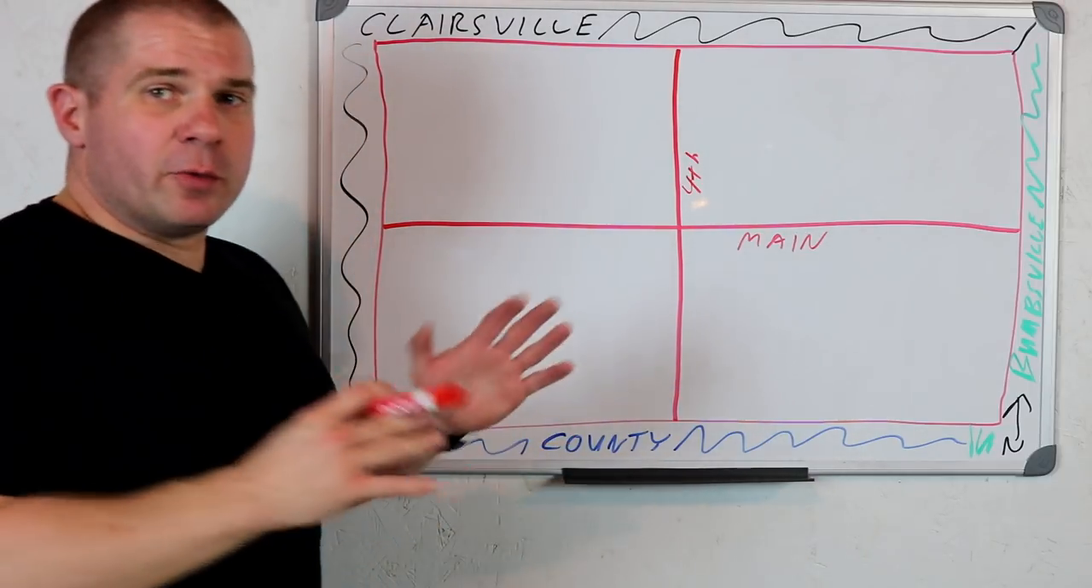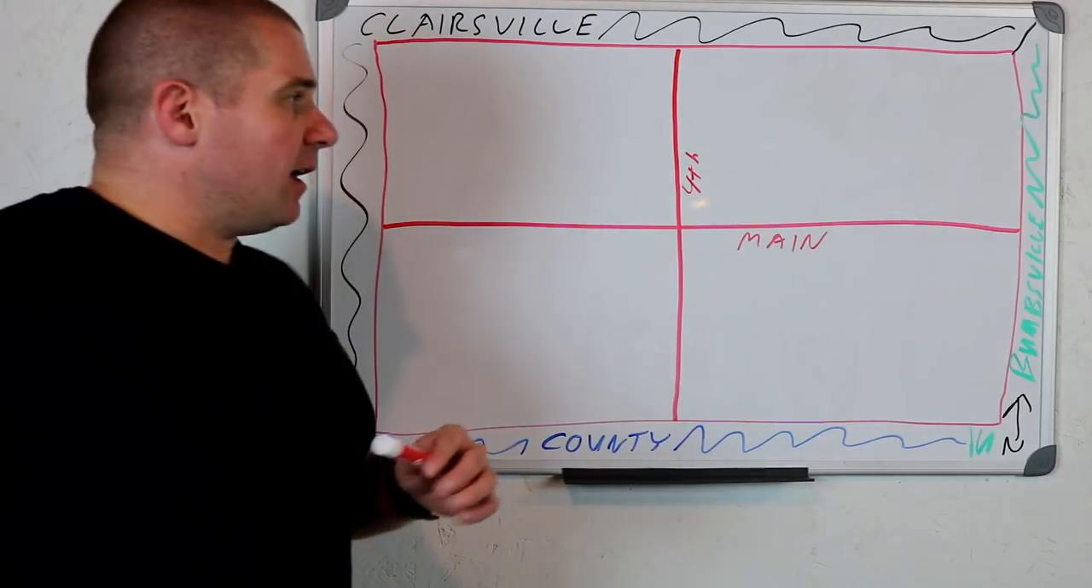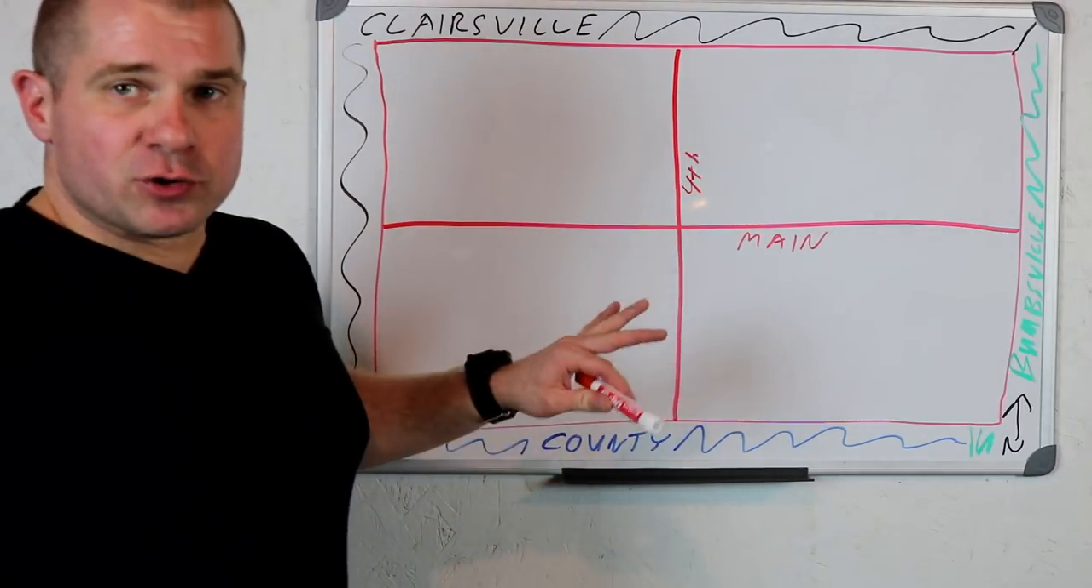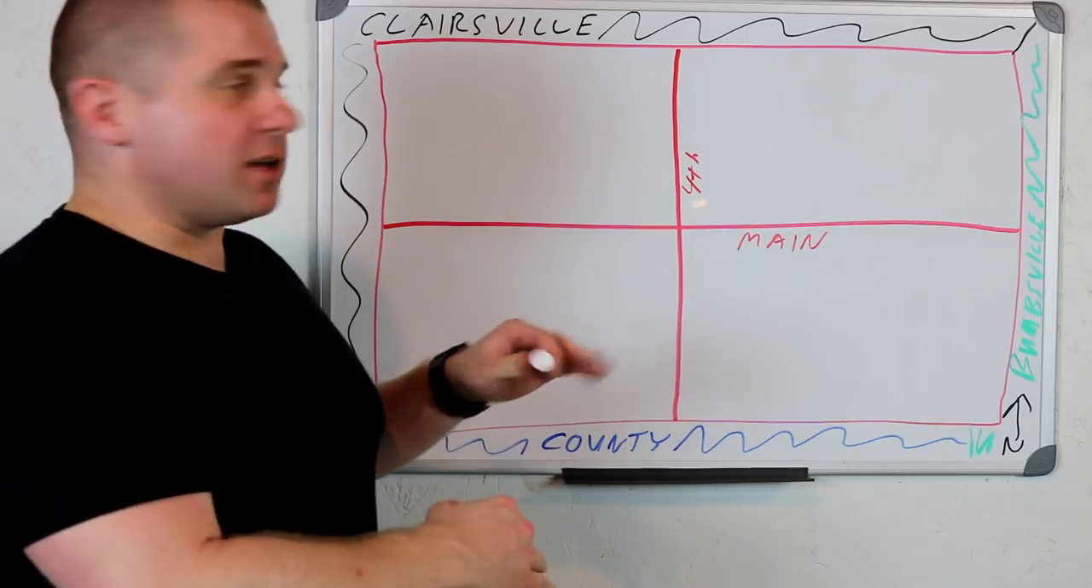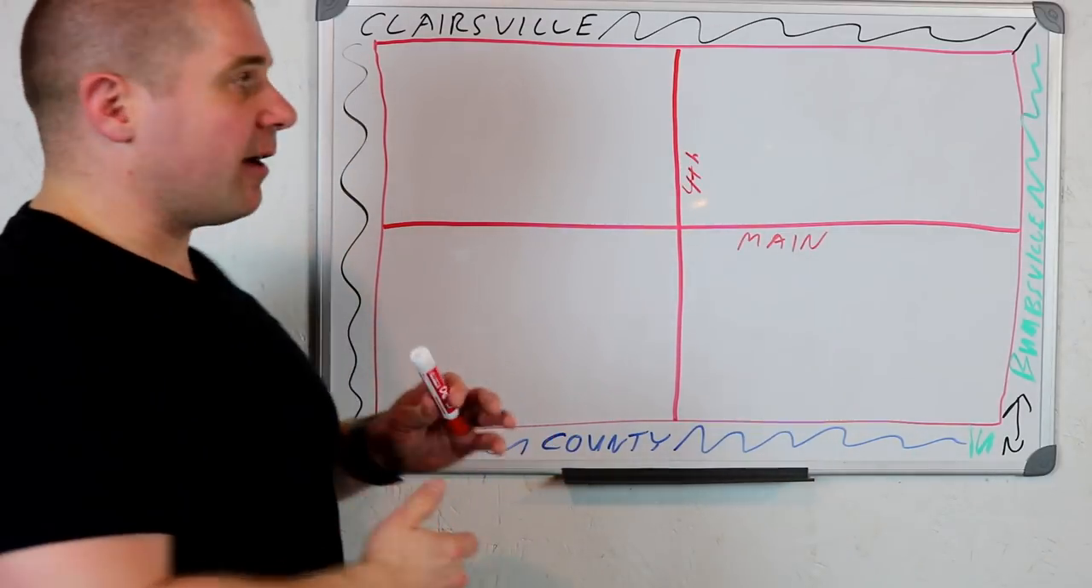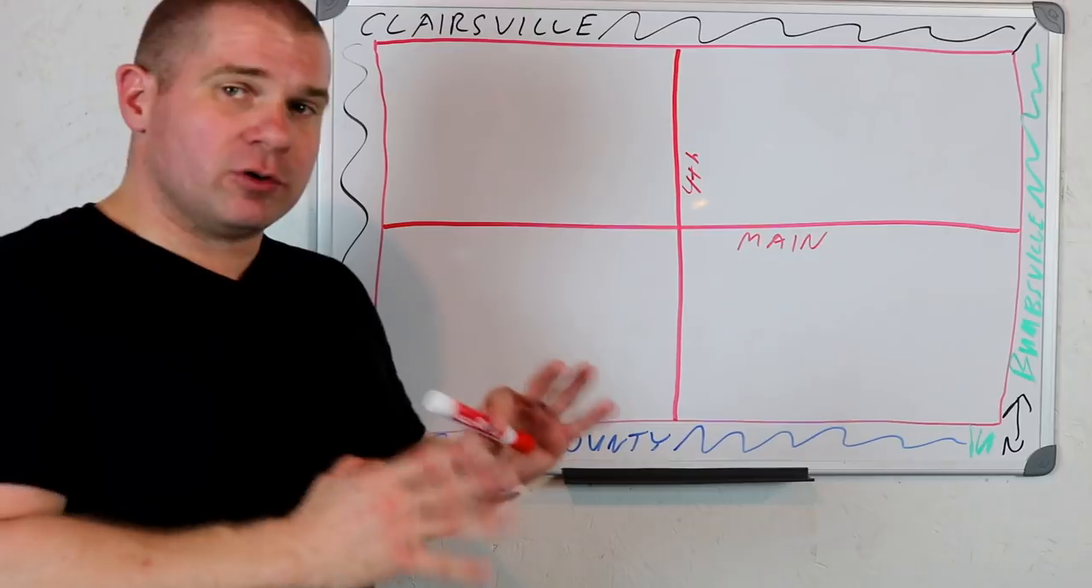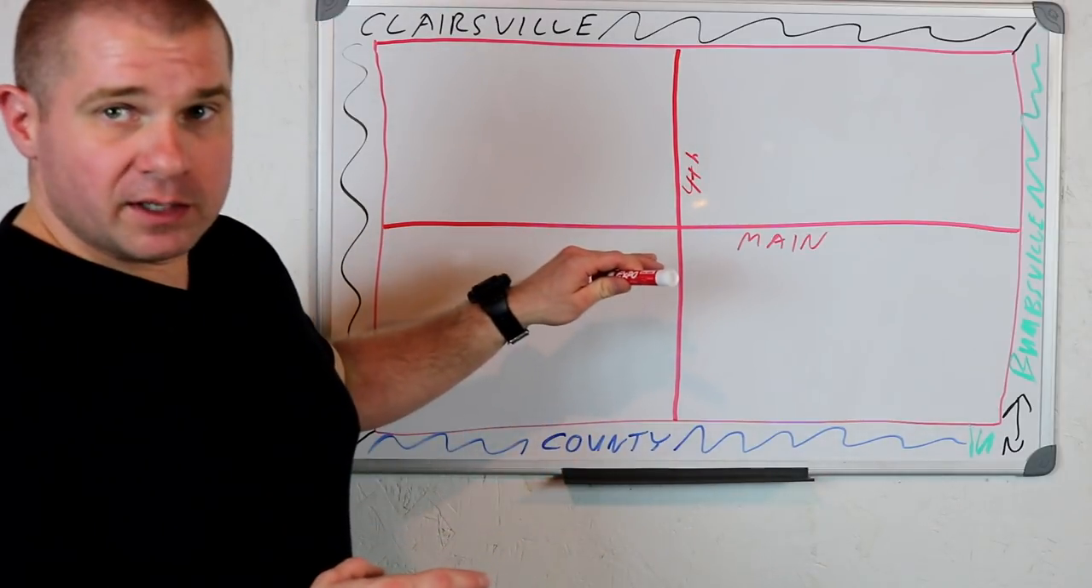Now we've got these, we've bisected our town. And let's say these are all of our major streets. There could be lots of other major streets in here. There could be diagonal streets and stuff like that. But for our purposes, for learning how to learn geography, this is all we really need to know.